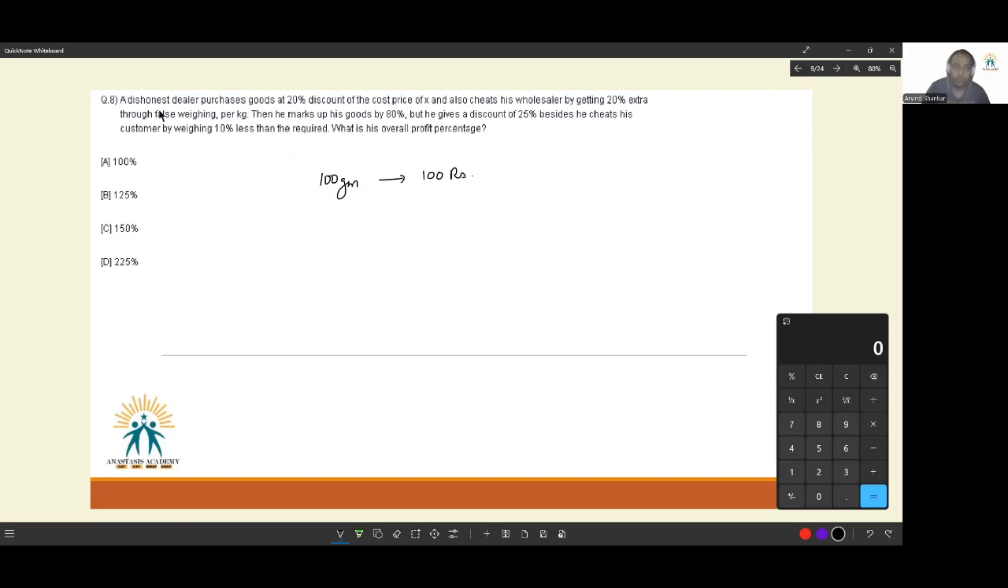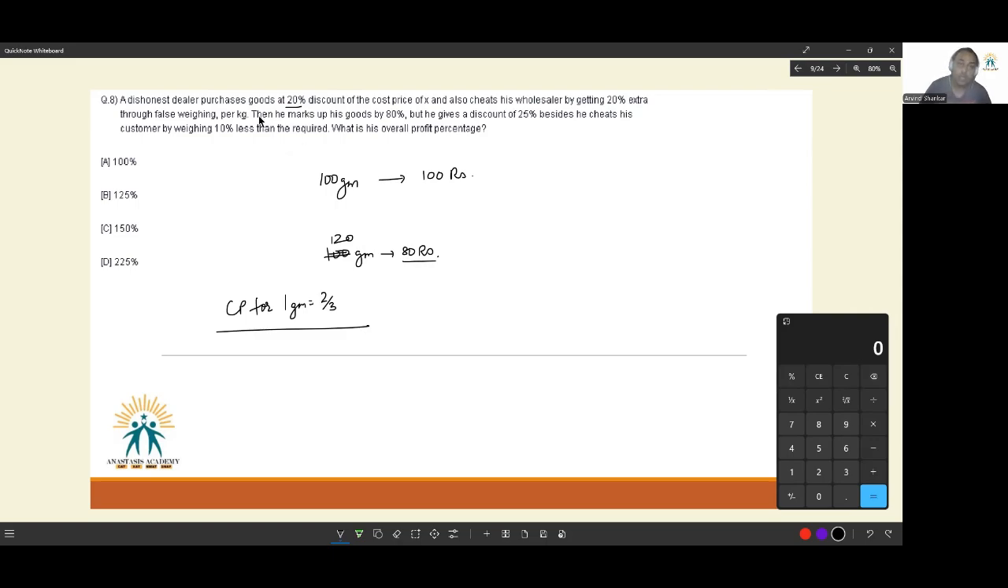A dishonest dealer purchases goods at 20% discount. So he's getting 100 grams currently at 80 rupees. And also cheats his wholesaler by getting 20% extra through false weighing. So not only is he getting 100 grams, he's now getting 120 gram for 80 rupees. So effectively for him, CP for 1 gram is 2 by 3.